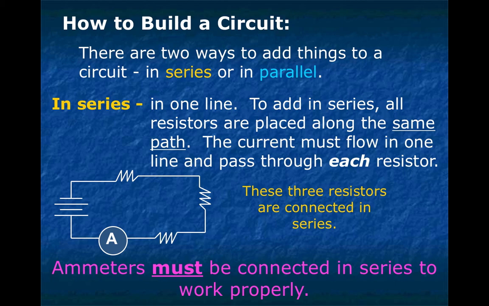Notice the ammeter is also connected in series. Ammeters must be connected in series to work properly. The reason for this is ammeters have a very small resistance. They're not going to change the resistance of your total circuit. They have a small resistance, so you want electrons to travel through them.